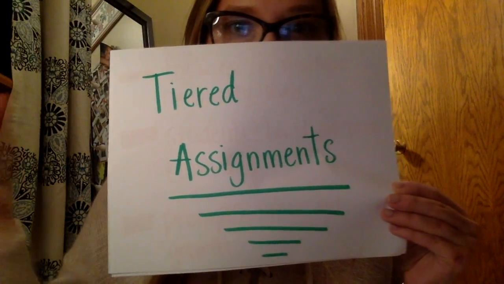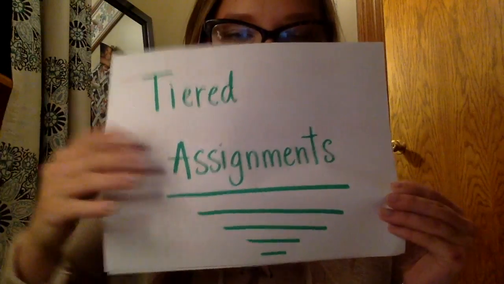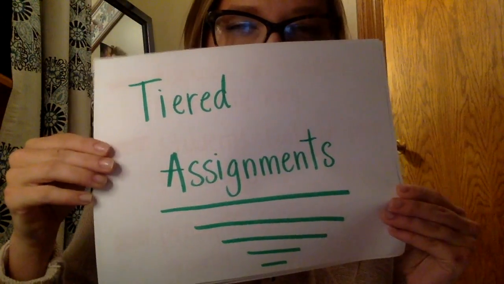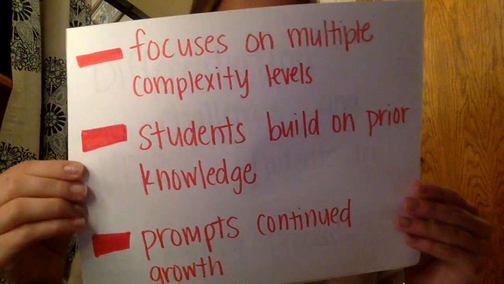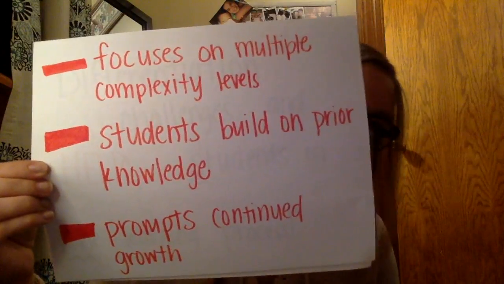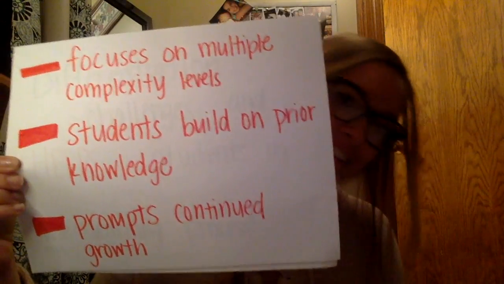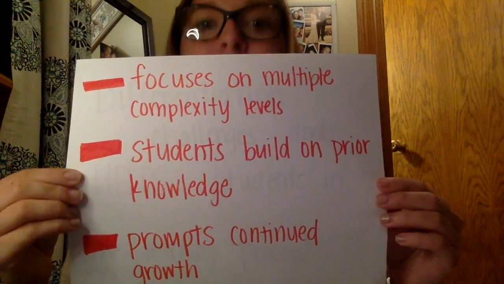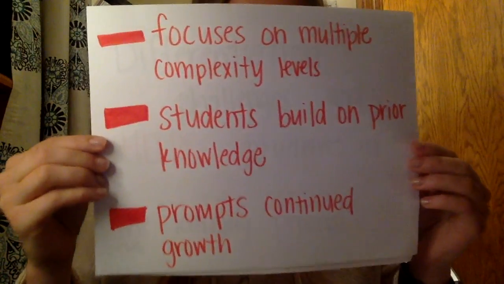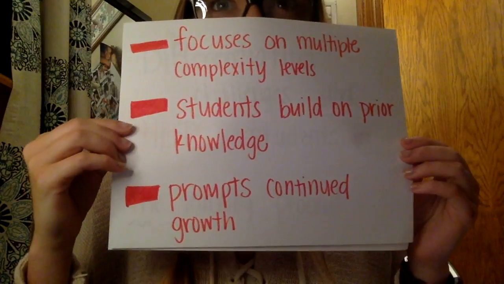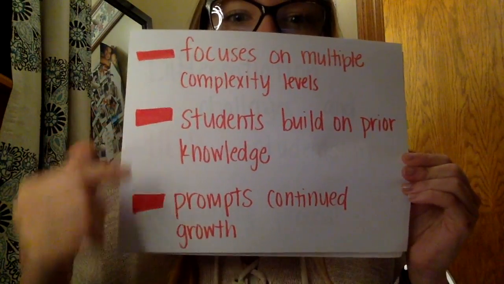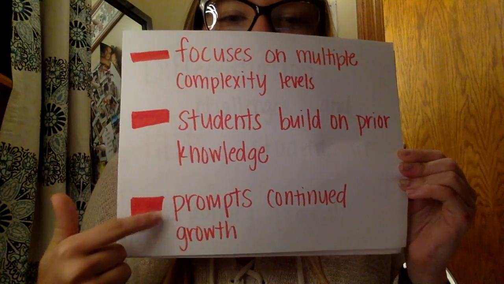The final strategy being discussed is tiered assignments. With a group of 25 to 30 students of different learning levels and learning abilities, some students will be more or less knowledgeable of topics. Tiered assignments provide students with the same activities at different complexity levels. This gives students the chance to build upon prior knowledge and prompts continued growth.